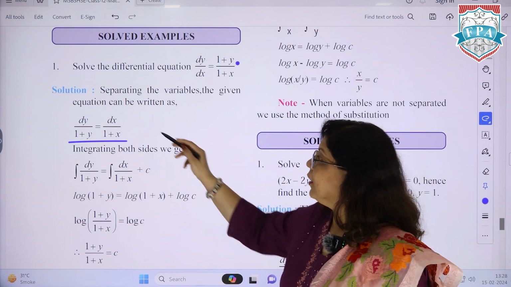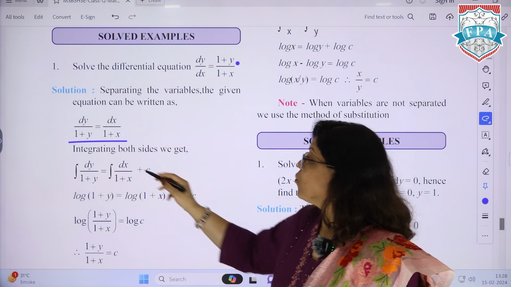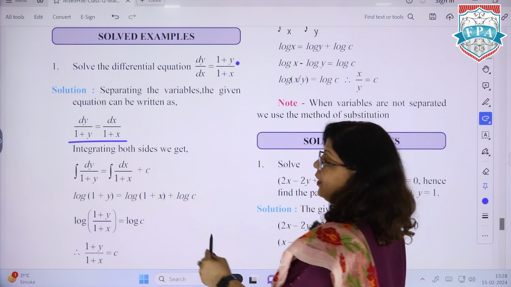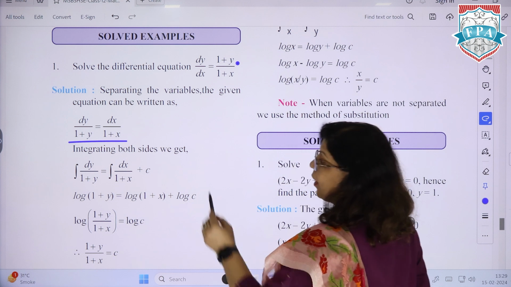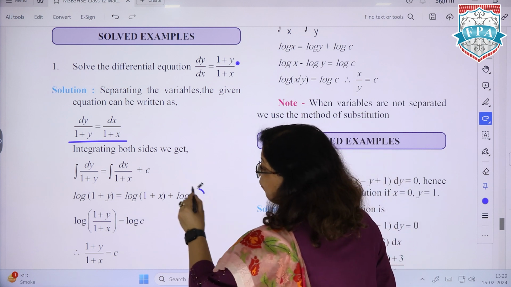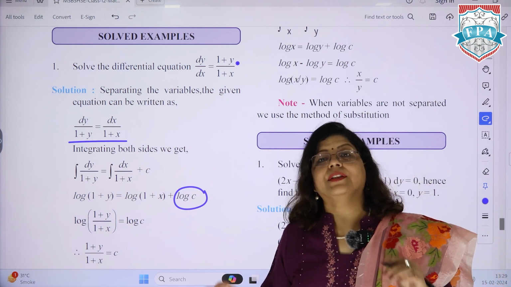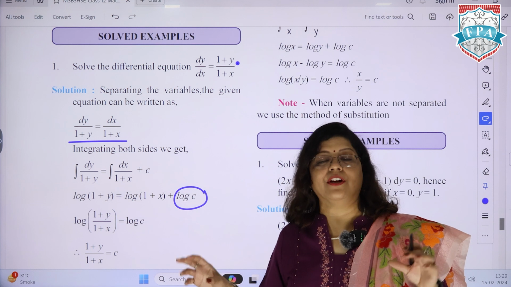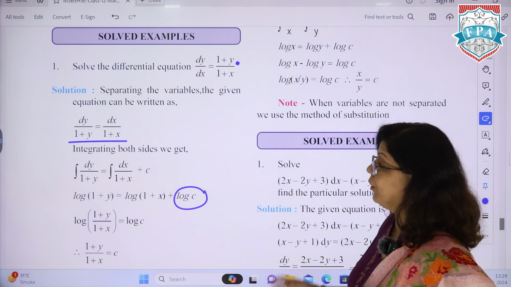So then this is the integrable form. We'll integrate both the sides and get the answer. This is log 1 plus y is equal to log 1 plus x plus c. Now, when each and every term of the question is in log, then assume the constant of integration also as log c. So then you can easily remove them.